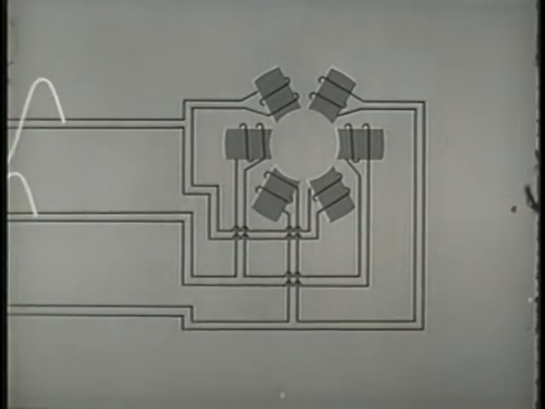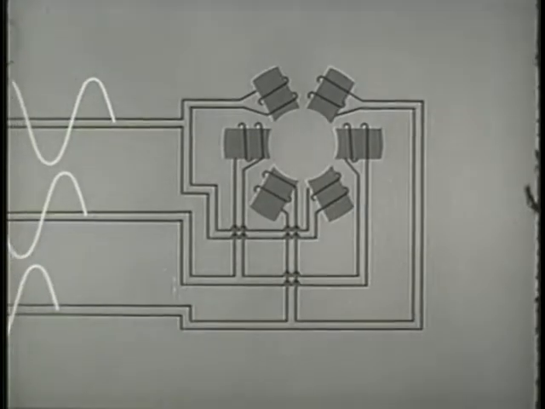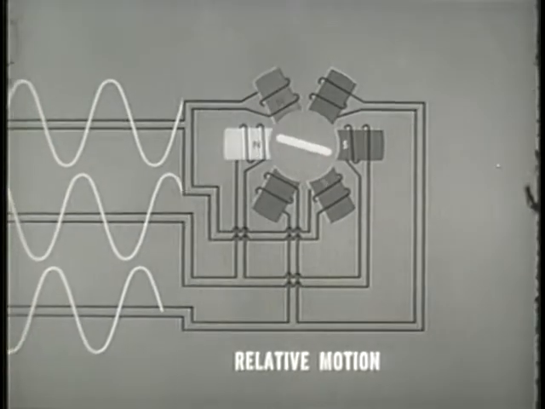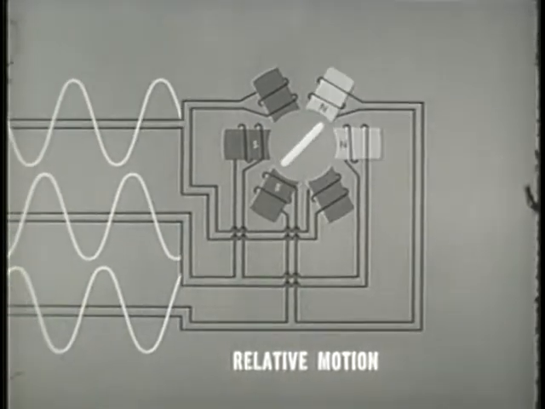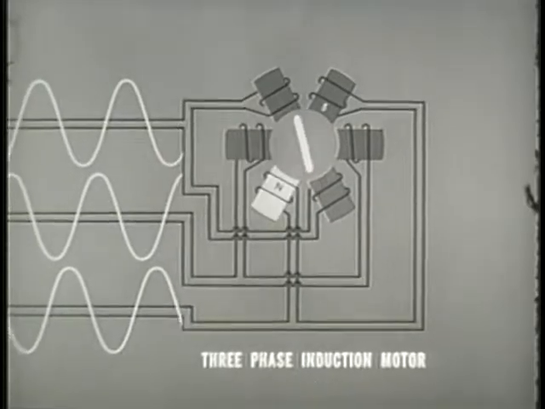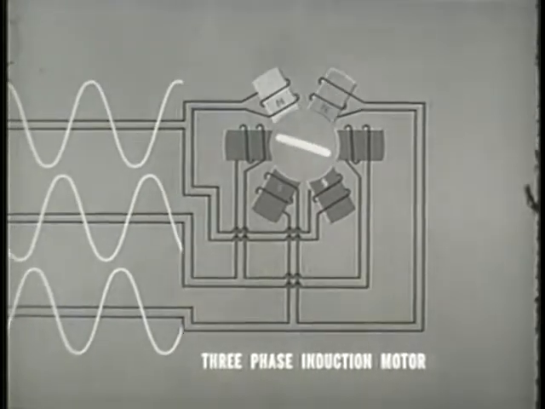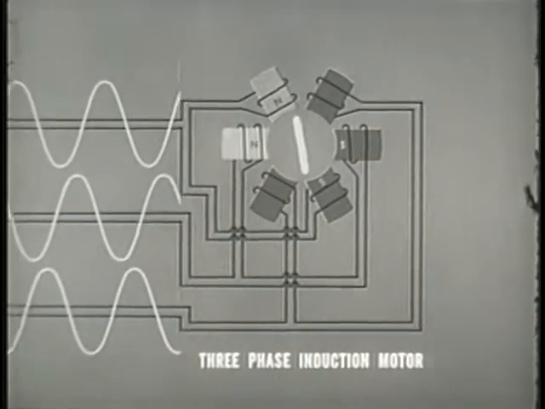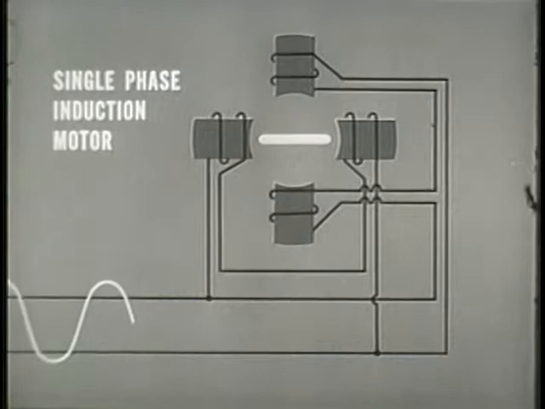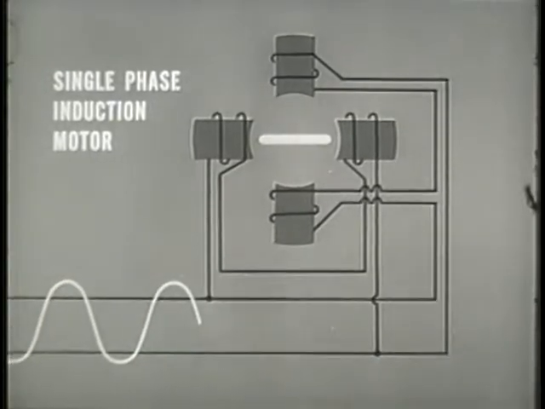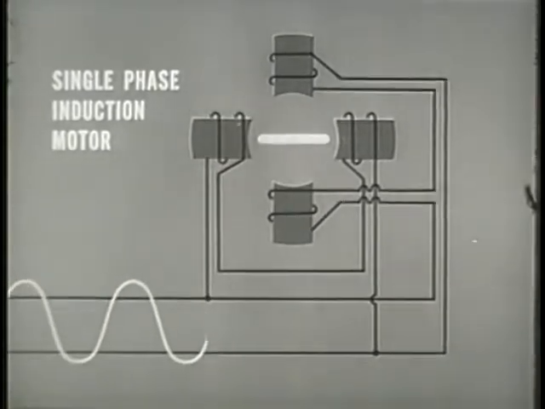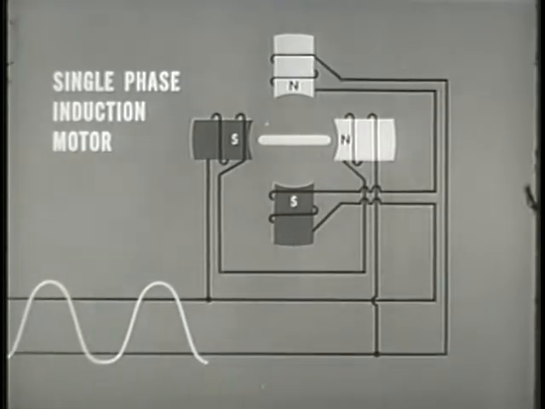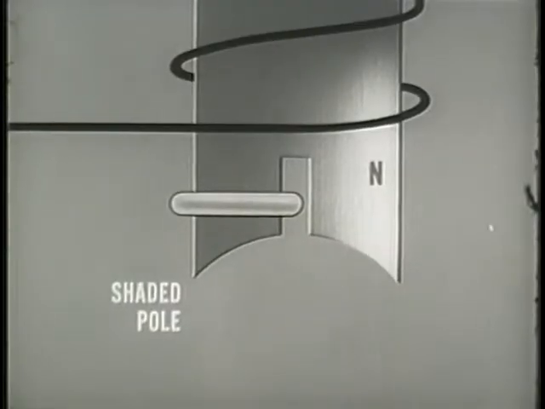When it comes to AC motors, the most commonly used is the induction motor, whose basic operating principle is the electrical rotation of the magnetic field. Relative motion must be maintained, that is, the rotor must move at a slower pace than the rotating field. The three-phase induction motor is very efficient and widely used. The single-phase induction motor differs from the polyphase motors in that it is not self-starting. Since there is no phase difference in the single-phase current, the field pulsates instead of rotating.